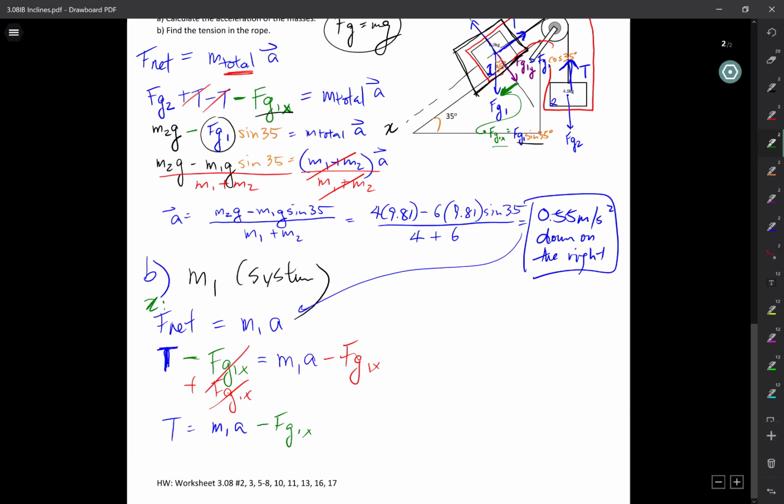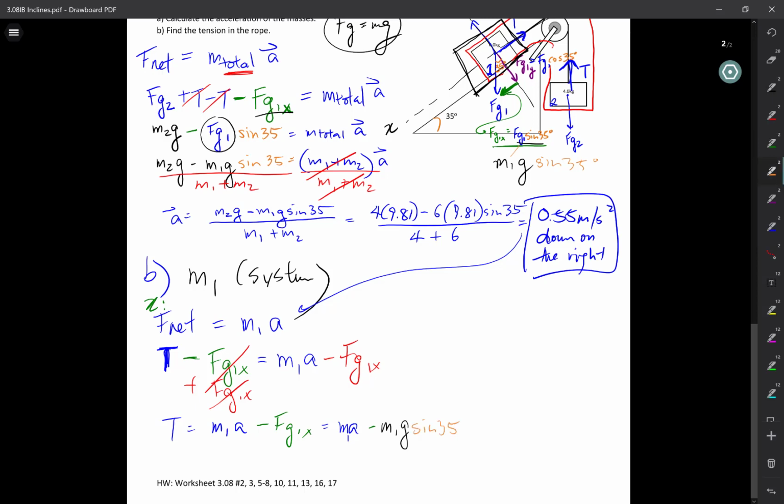And I know Fg1x is Fg1 sine 35, or I can say this is m1 g sine 35, because Fg is mg, right? So I'm going to write here instead m1 a minus m1 times gravity times sine 35.